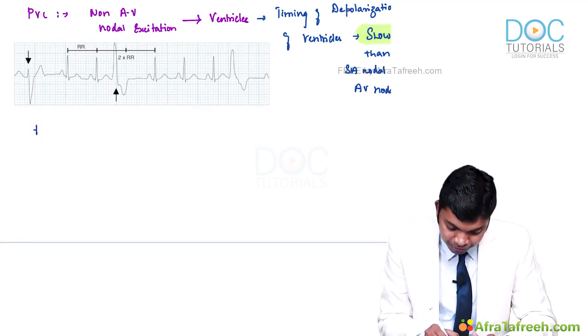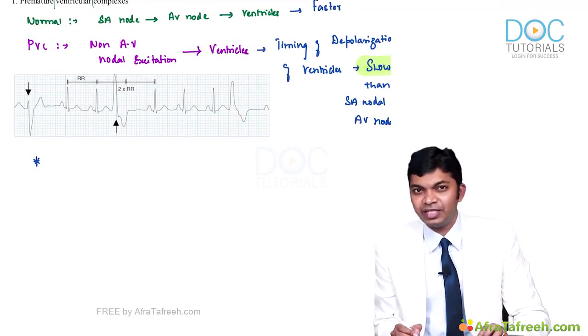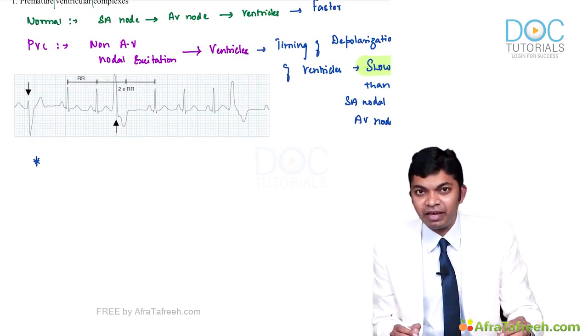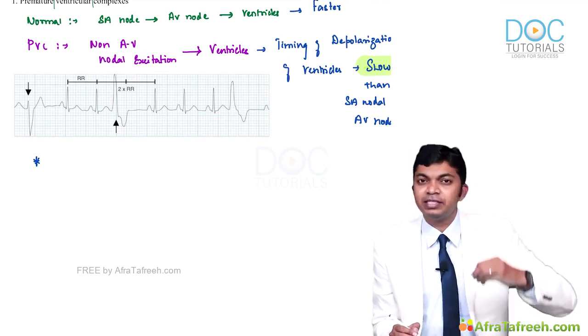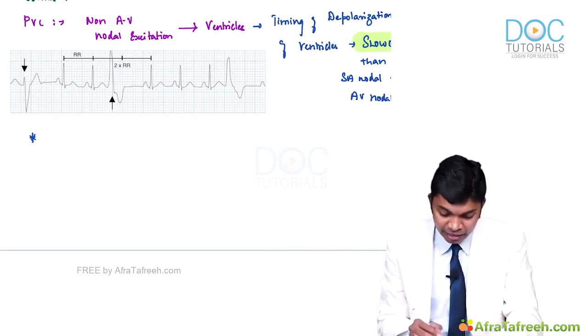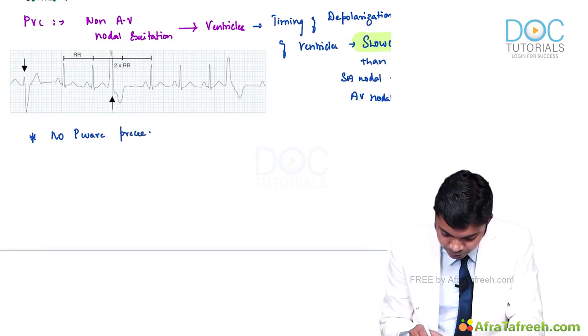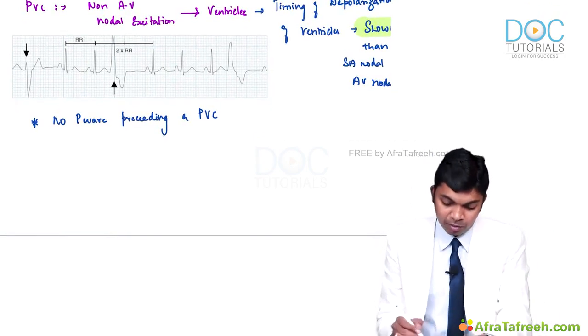Point number 1, since it is a non-AV nodal, non-SA nodal excitation reaching the ventricle, obviously there is not going to be a P wave, isn't it? The P wave represents atrial depolarization. It means the activity starts from the SA node. Since it is a non-SA nodal activity, there is not going to be a P wave. There is no P wave preceding a premature ventricular complex.